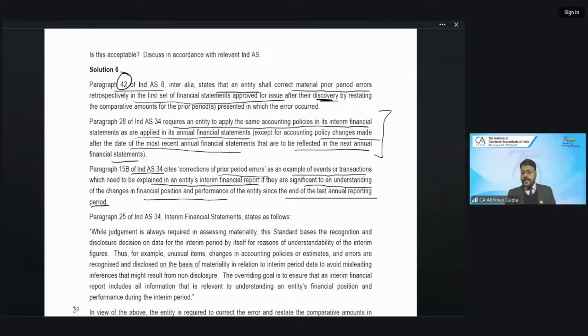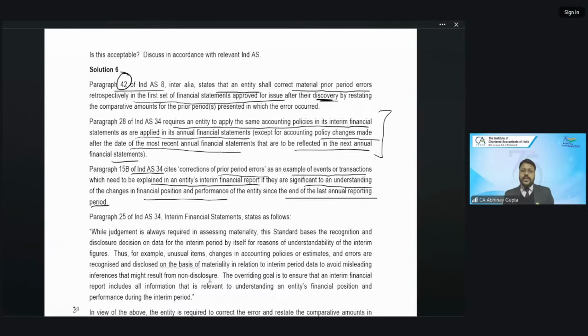So because you are correcting the error in the quarterly financial statement and the error pertains to the previous year, right? In the quarterly financial statement, you need to explain how this error has occurred, how it was discovered, how it is corrected, and what would have been the impact on my previous financial statement had this error not occurred in the previous financial year itself, by putting the corrected EPS, earnings per share, in the notes to accounts. So paragraph 15B mandates you to disclose sufficient information in your interim financial statements about this error correction, right?